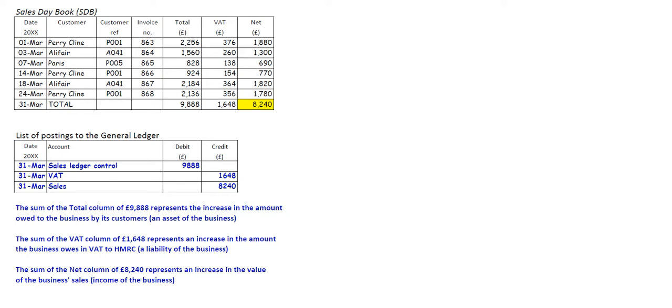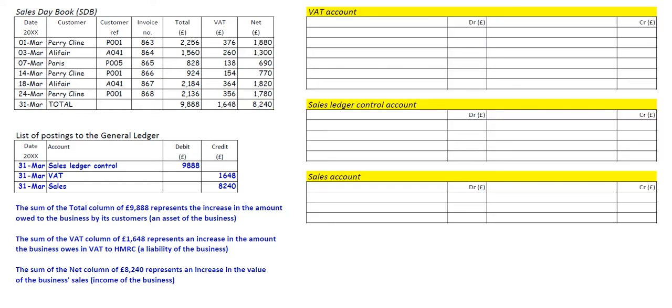And now we've recorded and completed our list of postings, we'll look at the actual entries in the T accounts of our general ledger. So we're going to record postings to the VAT account, the sales ledger control account, and the sales account.